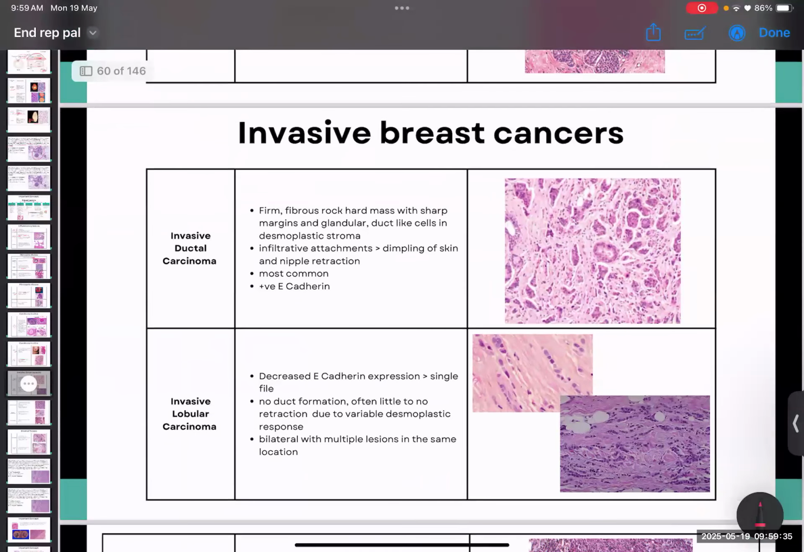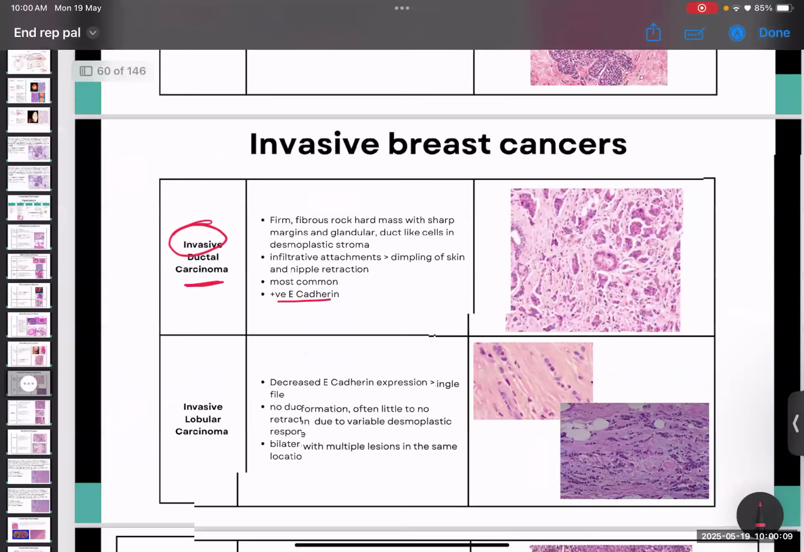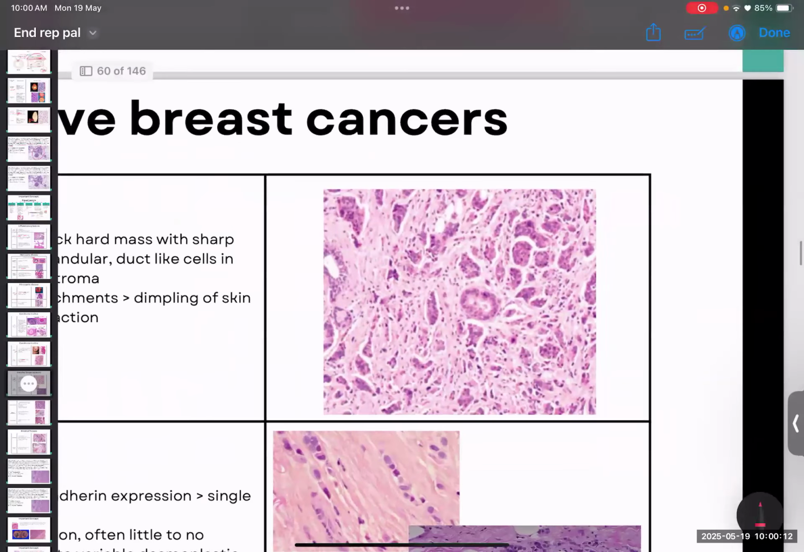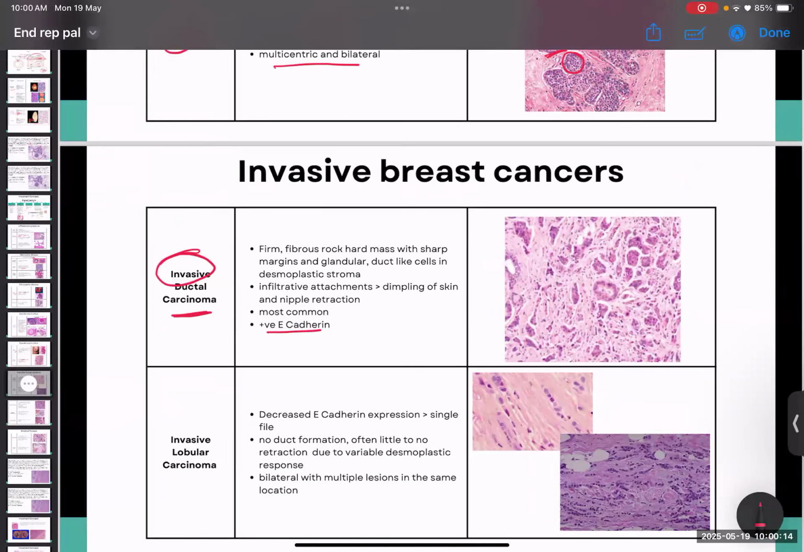Moving on to invasive breast cancers, starting off with invasive ductal carcinoma. So again, when it comes to invasive ductal carcinoma, it is most definitely going to present with a fibrous rock hard mass, okay? And because it's invasive, it's going to also go and invade into your pectoral fascia, and yeah, basically it's going to cause skin dimpling and nipple retraction because it's already invaded the structures there, and you have positive E-cadherin expression here. This is how it looks like.